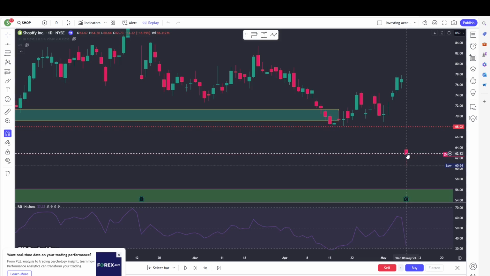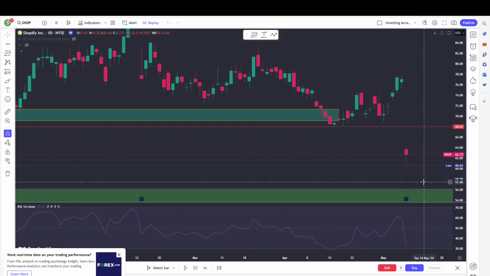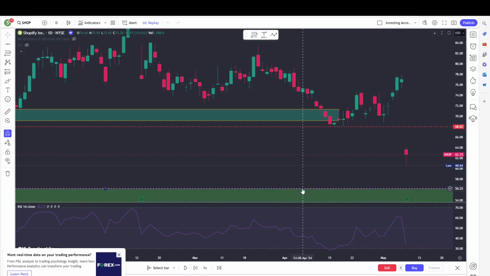In option 1, we sell our shares at 63, and in option 2 we hold on to those shares and look for another buying opportunity to recover our losses. As I mentioned, this is our monthly demand zone, almost at $56.20, but we want to buy a little bit higher. I will set my target at 56.50. We'll watch and see how the price reacts close to it.